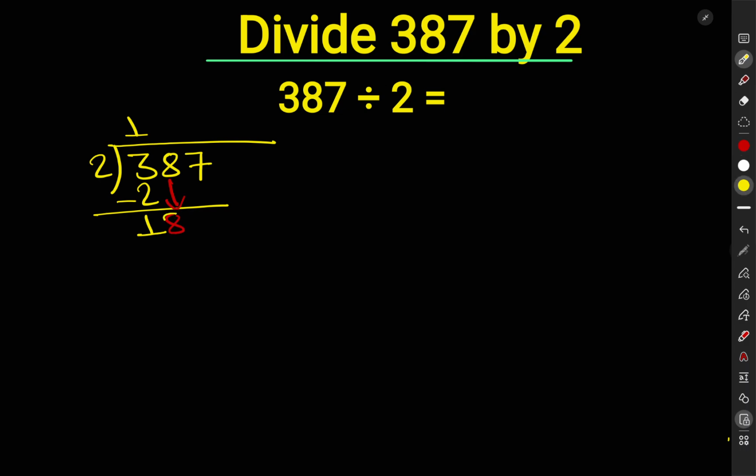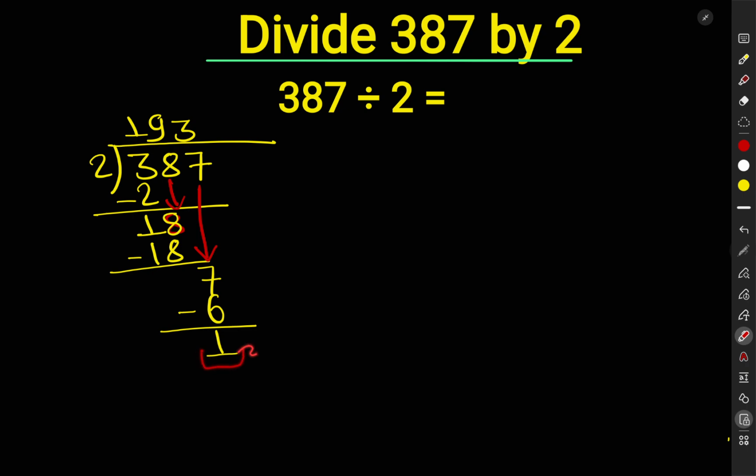So now it became 18, and 2 times 9 means 18. On subtracting we get 0. So now again we put down the number beside this, 7, and we remove this 0. So 2 times 3 means 6. On subtracting we get 1.